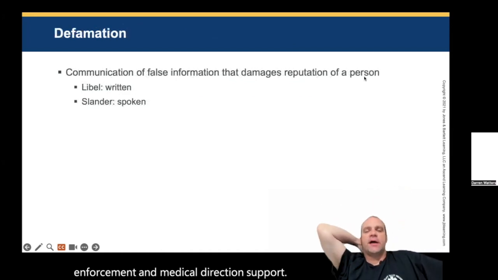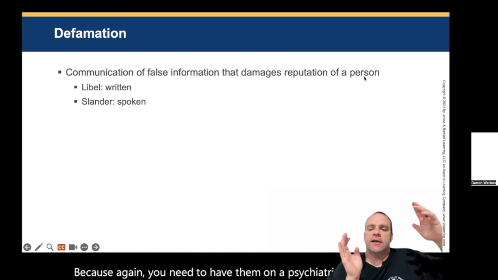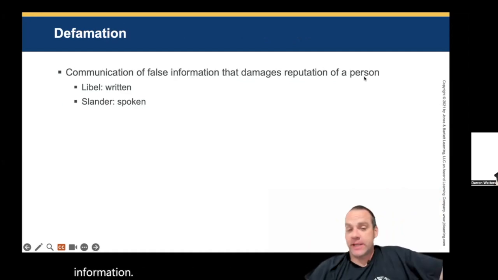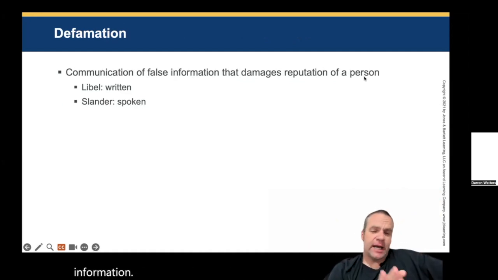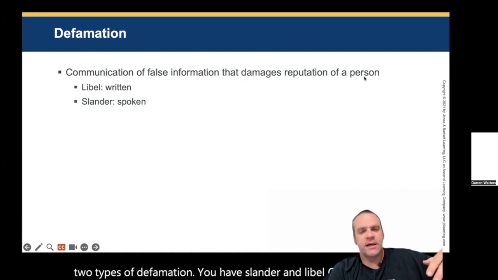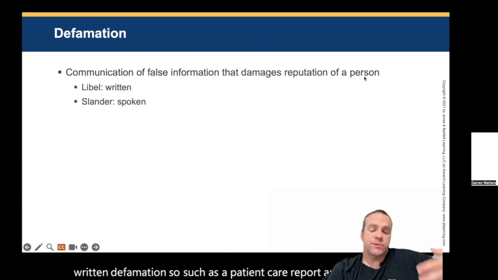Defamation. This is the act of communicating false information about someone that harms their reputation. There really are two types of defamation: slander and libel. Libel is written defamation, such as a patient care report, and slander is spoken defamation, like during a casual conversation at the station.